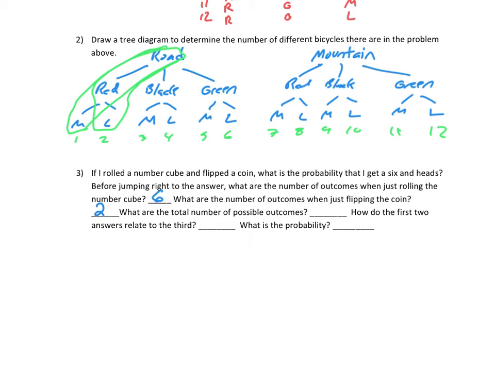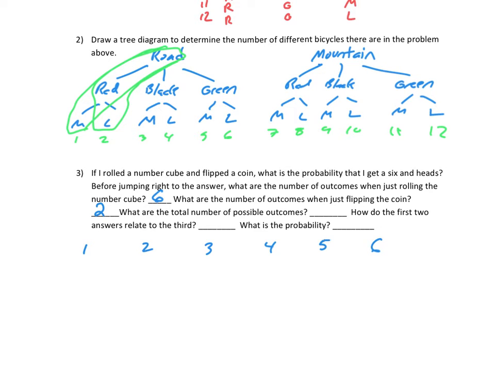What is the probability? Okay, so I'm going to really quickly draw a tree diagram to help me out with this. And then we're going to learn a little bit of a shortcut here. So I know when I roll the die, I could have a 1, a 2, a 3, a 4, a 5, a 6.